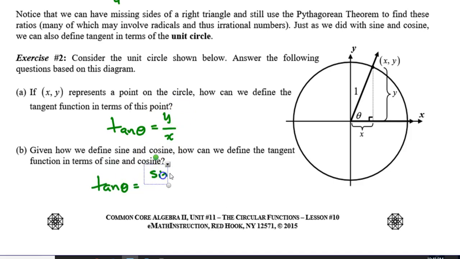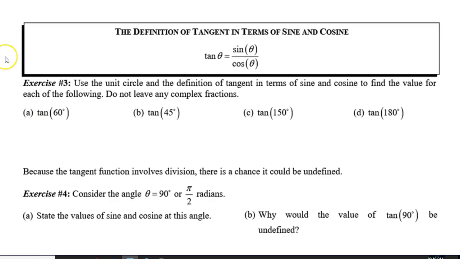So this is another way to define tangent: if we know sine and we know cosine, it's the ratio of those two measures. Okay, so there's our definition of sine over cosine. It's also the y over the x. That's an important thing to know on the unit circle.